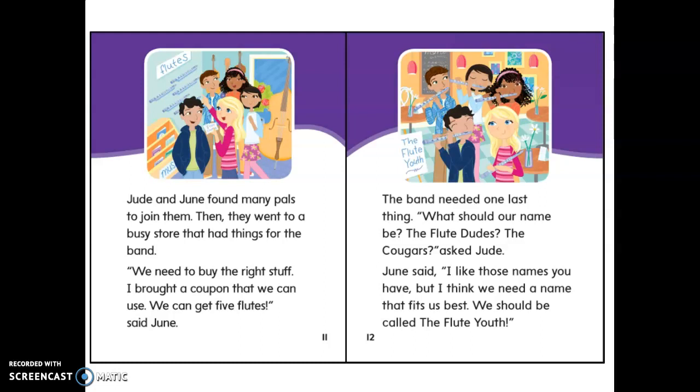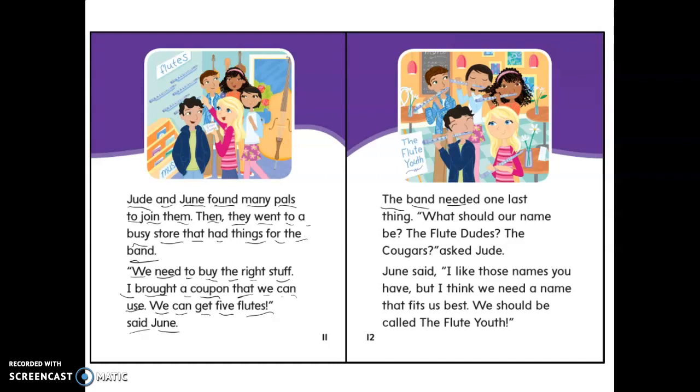Ready? Begin. Jude and June found many pals to join them. Then they went to a busy store that had things for the band. "We need to buy the right stuff. I brought a coupon that we can use. We can get 5 flutes," said June.